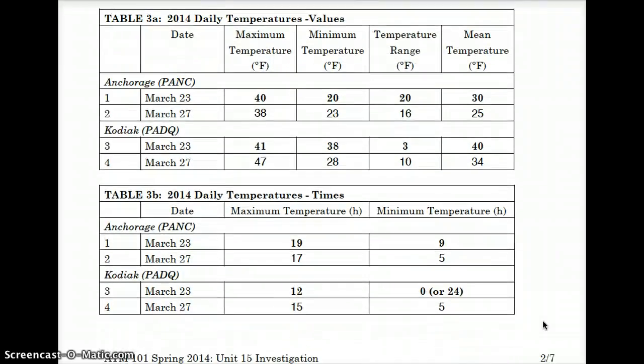On Table 3A, on March 27th, the max temperature was 38, the minimum was 23, the temperature range was 16, and the mean temperature was 25. On the attempt number 4 on March 27th, the max temperature was 47, minimum was 28, temperature range was 10, mean temperature was 34.